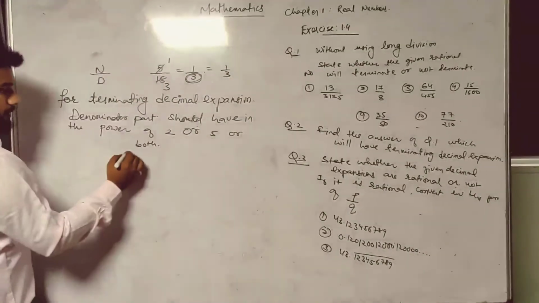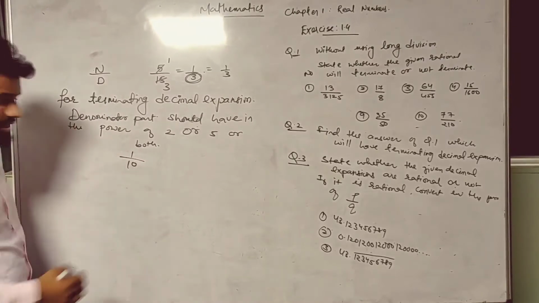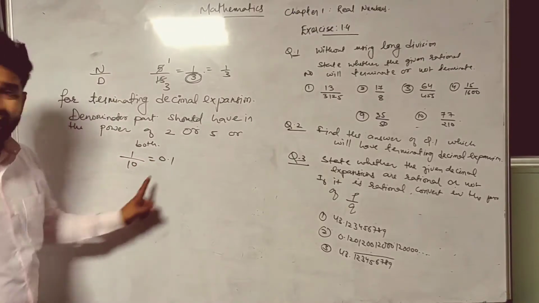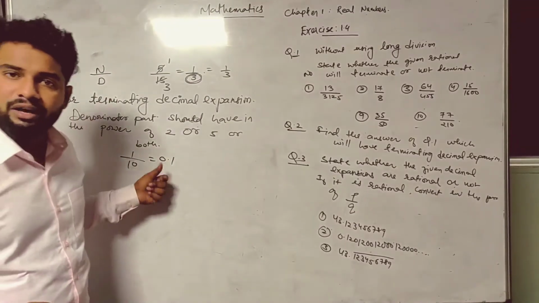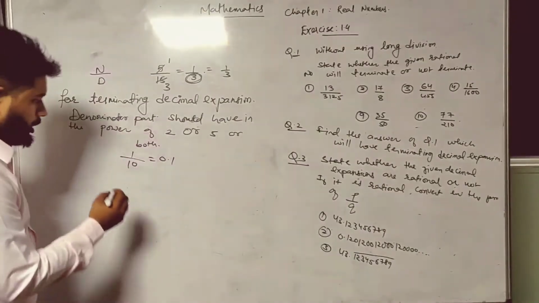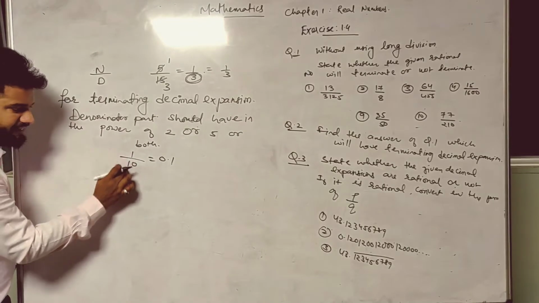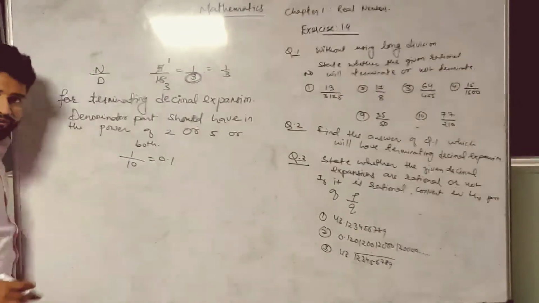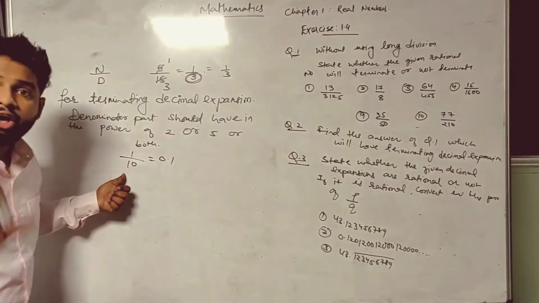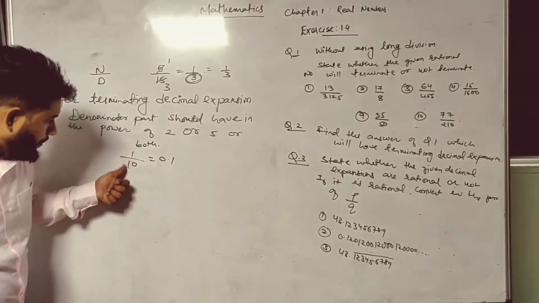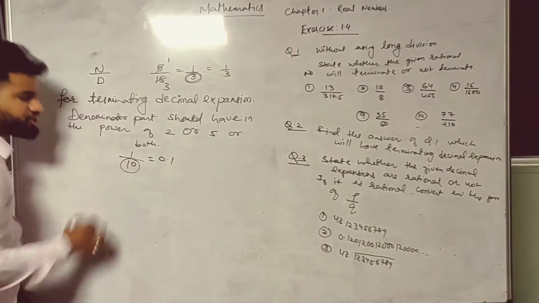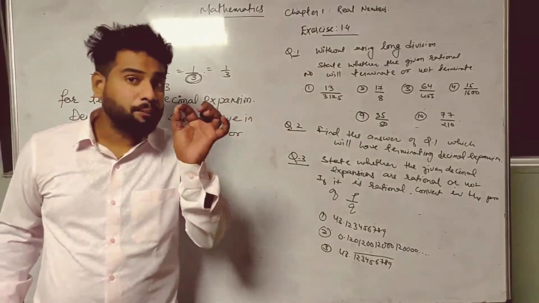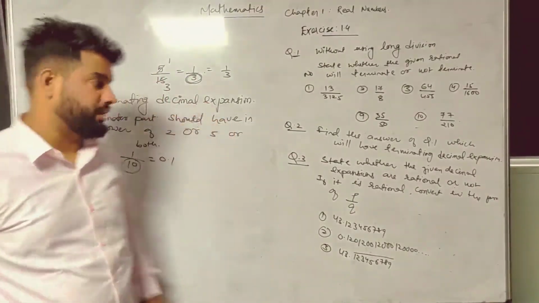But 1 by 10, what is the answer? 0.1. Is it a terminating decimal expansion? 1 by 10 is equal to 0.1. It is a terminating decimal expansion. Is any other common factor there between numerator and denominator? No. So if there is no common factor between numerator and denominator, you just have to do the prime factorization of the denominator.